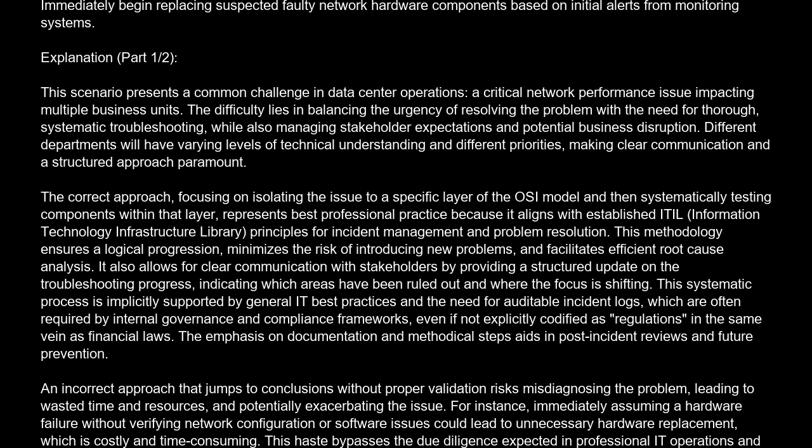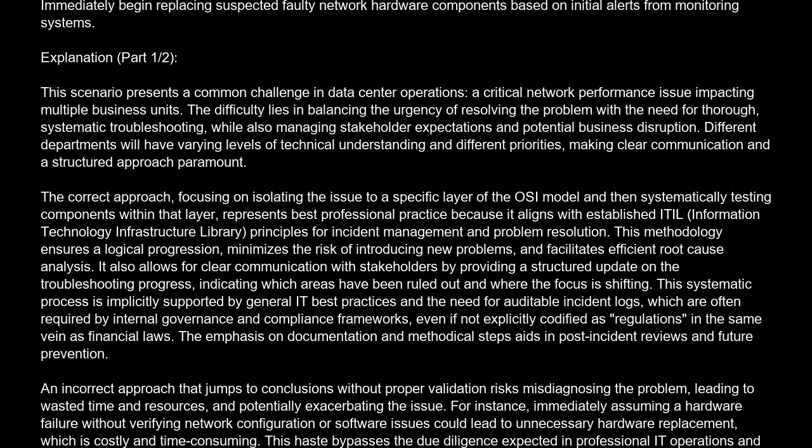This systematic process is implicitly supported by general IT best practices and the need for auditable incident logs, which are often required by internal governance and compliance frameworks, even if not explicitly codified as regulations in the same vein as financial laws. The emphasis on documentation and methodical steps aids in post-incident reviews and future prevention.